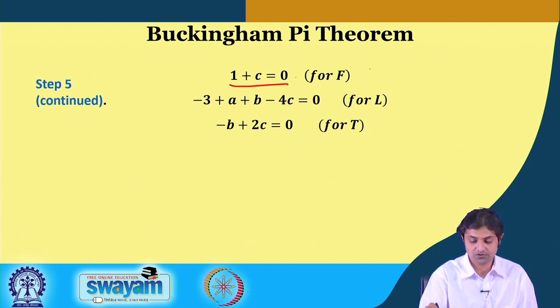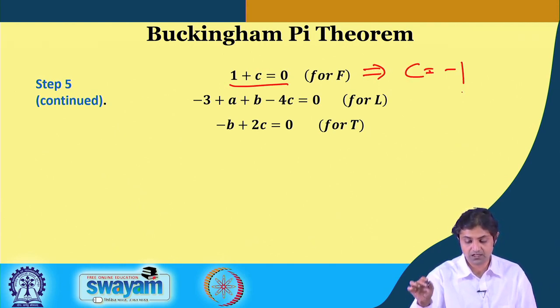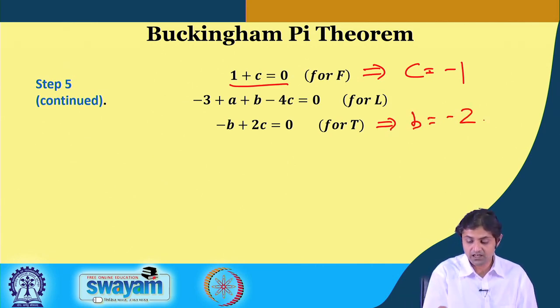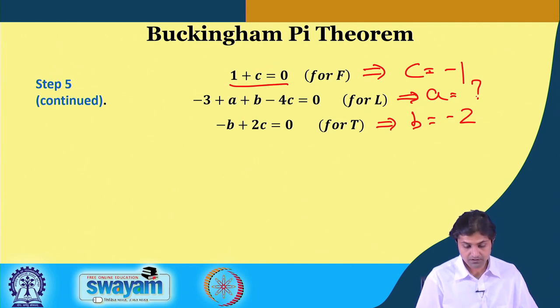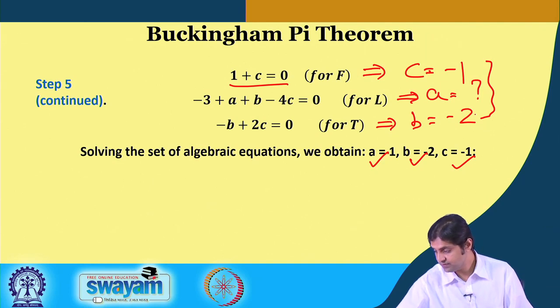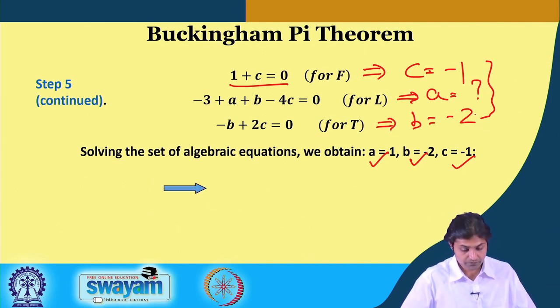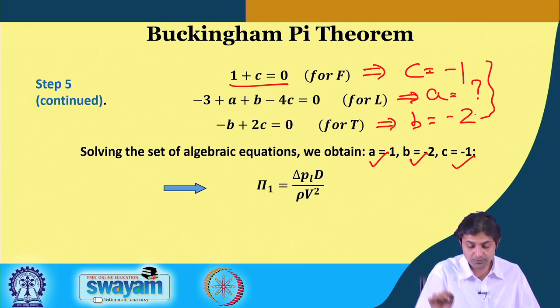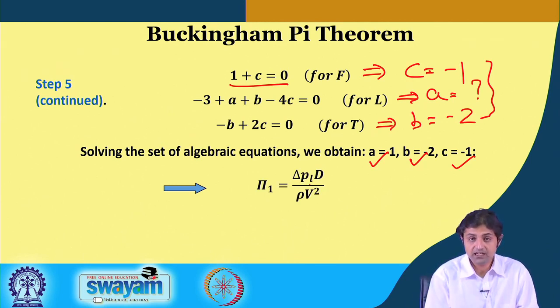So, 1 plus c equals 0 gives c equal to minus 1. Then b equals 2c, which implies b is equal to minus 2. If we know c and b, we can get a here. Solving these, we get a equal to 1, b equal to minus 2, c equal to 1, as we have already found out here. So, if we put back a, b and c in that dimensionless group, pi 1 will become delta P L into D divided by rho v squared.